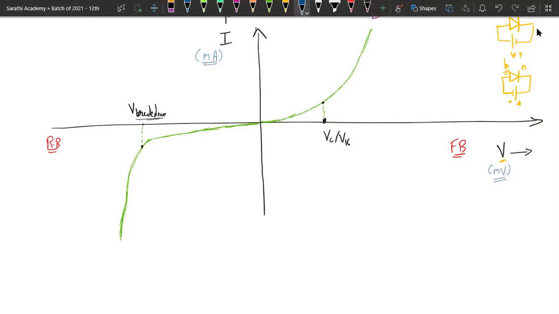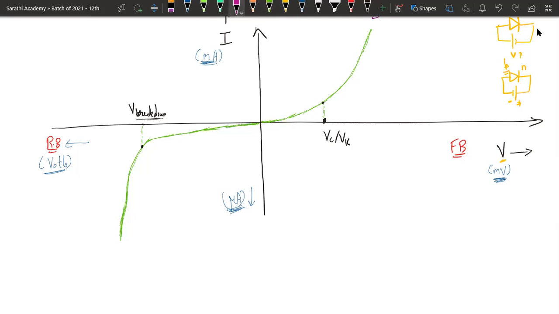Now here the voltage is very high, it is only in volts. The voltage here, and the current will also be less. It will be in microamperes. Okay. So here the current is in milliamperes, here it will be in microamperes. Here the voltage is in millivolts, and for reverse bias it will be in volts. Okay. So these are the two states in which we use the diode.